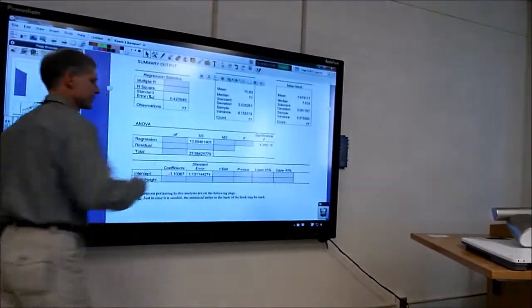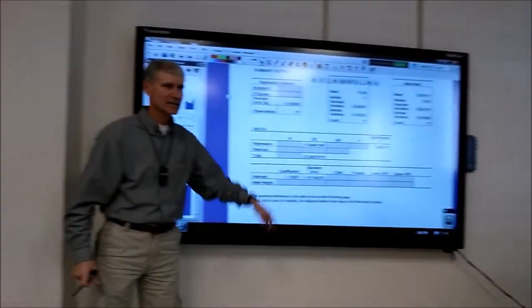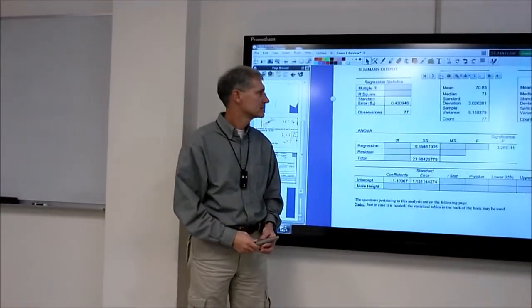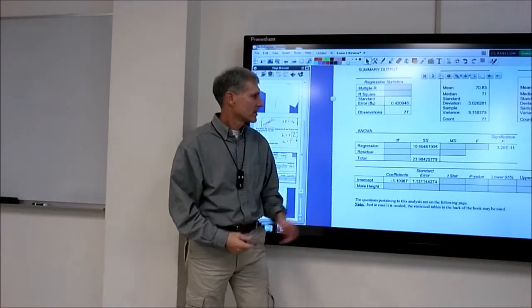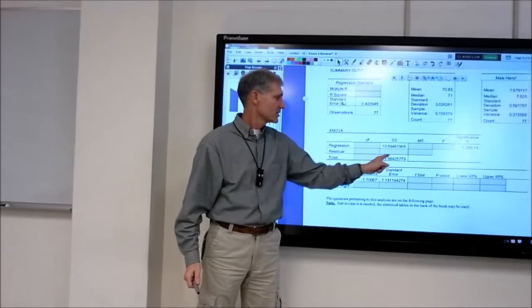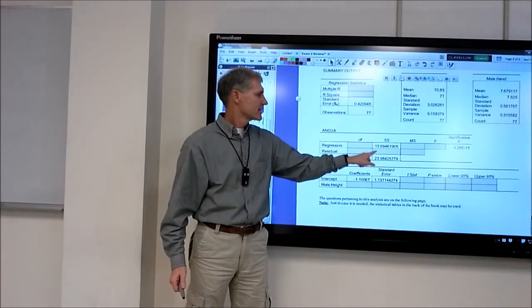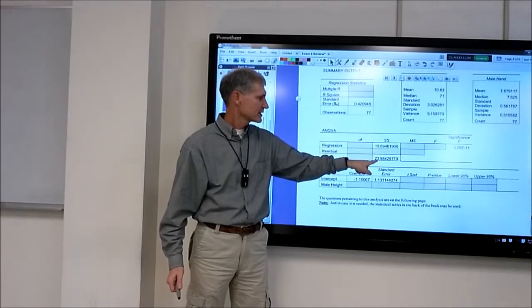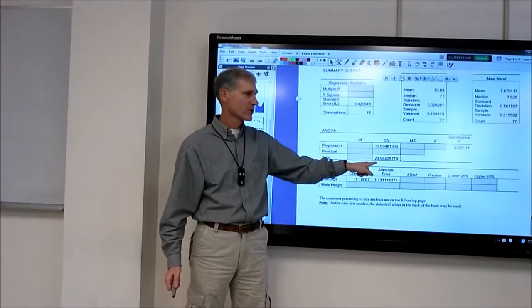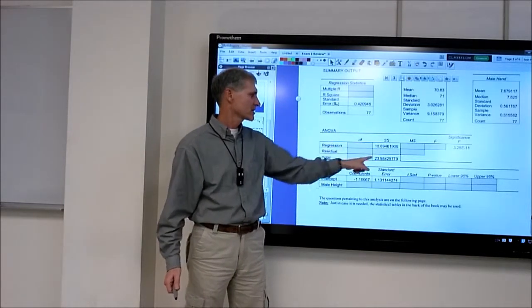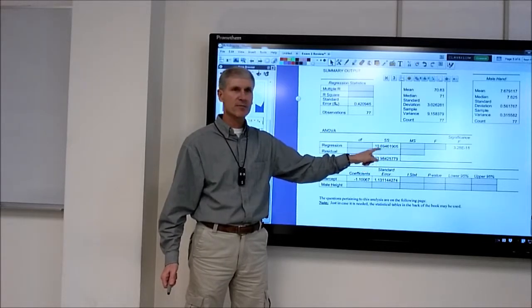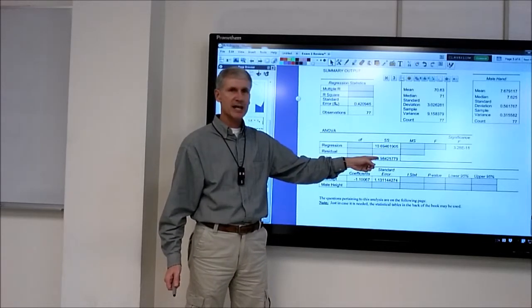What's your strategy for figuring out how to fill in all these gray boxes? Start with the SS algebra. Okay, SSE you can fill in by how? It's 23 minus 10. Subtraction. These top two must add to the sum of squares total, right? So sum of squares for regression plus sum of squares for error must add. So you can get that one by subtraction.